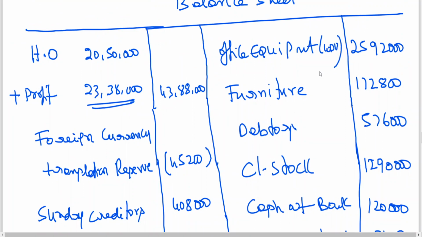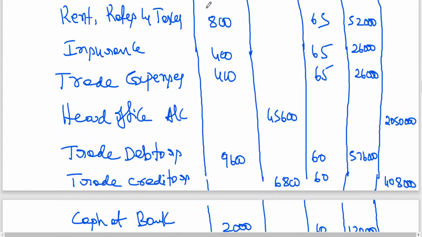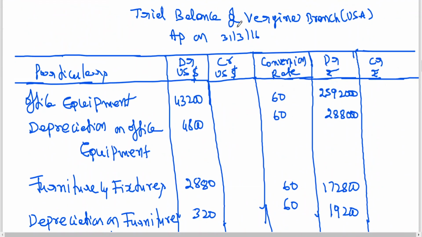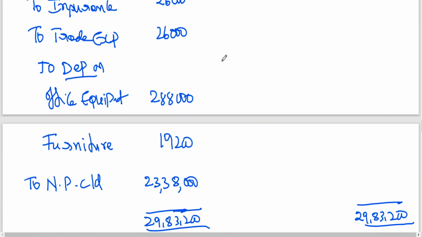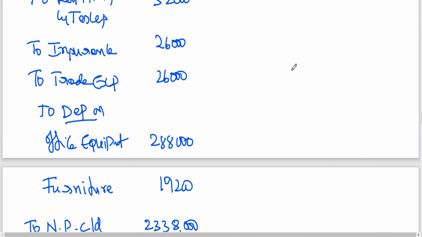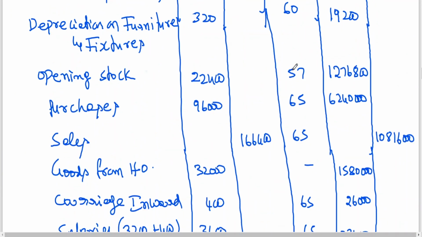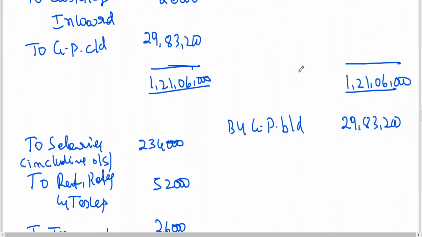Office equipment, furniture: these are written down values. Why written down value already? We already calculated depreciation here. We separated that, which is why, directly instead of deducting again, 25,92,000 for office equipment, with 2,88,000 depreciation, and furniture 1,72,800. That also I have written.